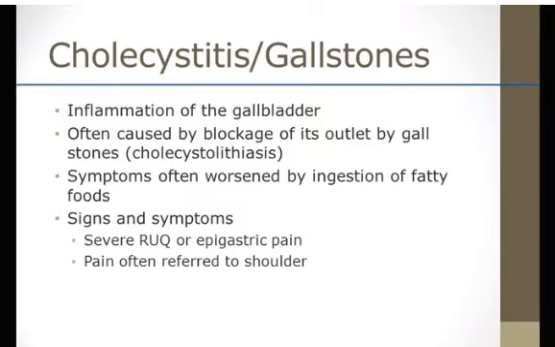Gallbladder incidents, gallstones, can be triggered a lot by fatty foods. So if you eat foods that are fatty, such as peanut butter or a steak or salad dressing, you're going to find that your gallbladder will kick in and become much more painful. And again, we talk about that pain can be referred pain with your gallbladder.